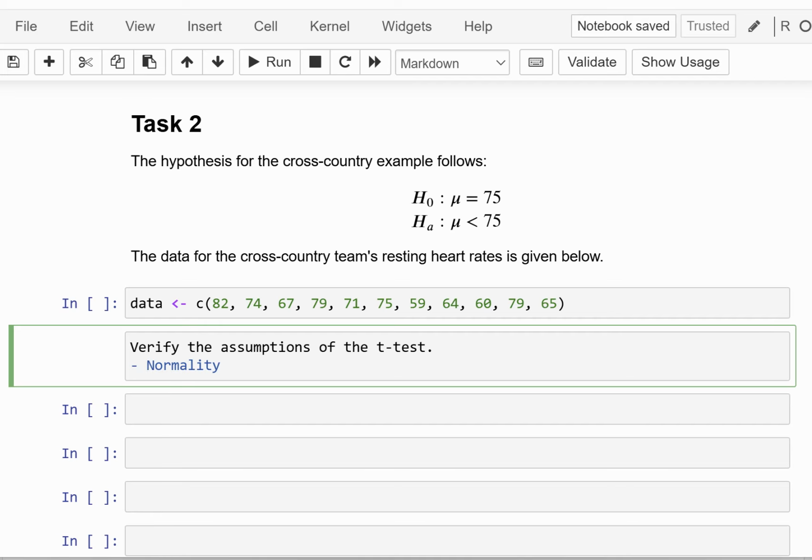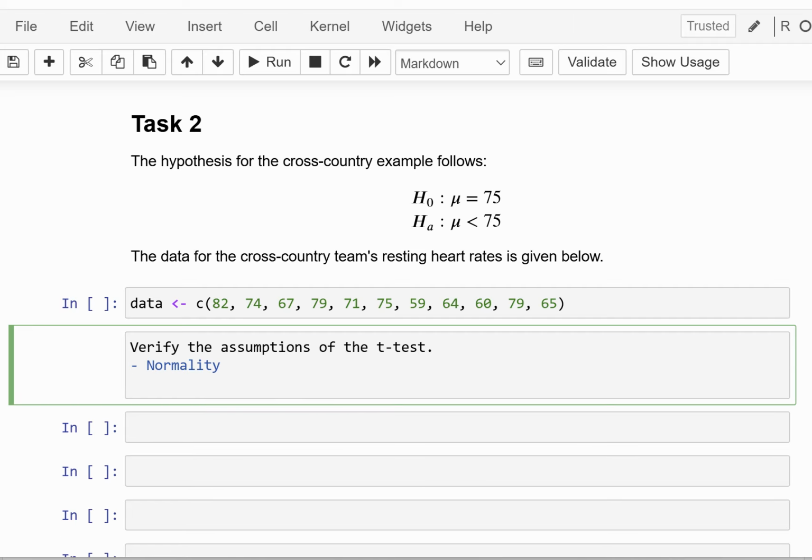Normality says that the data were drawn from a bell-shaped distribution. Okay, we need to have evidence of that. Well, we can try a histogram or a density plot and verify that. Normality, independence.